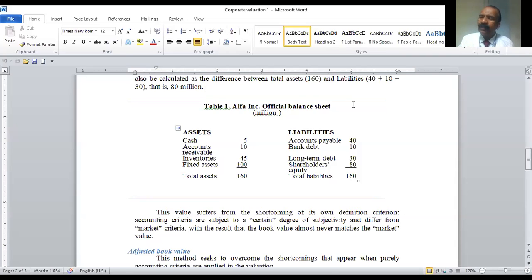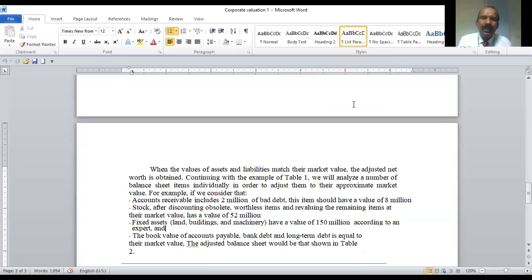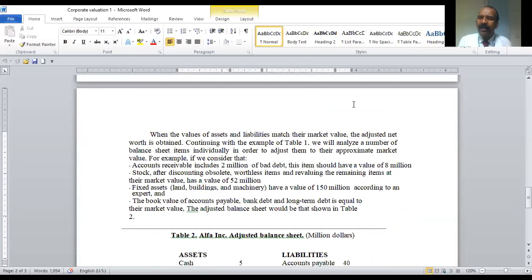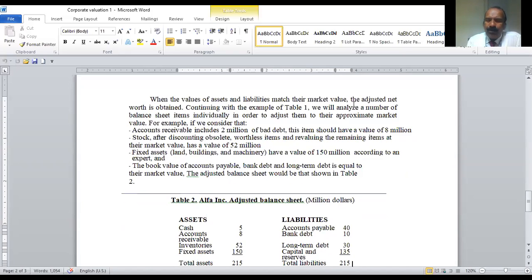So this balance sheet needs to be readjusted. We call that the adjusted book value method. Adjusted book value method means that all the assets are recorded as per their market value. For example, if we consider that accounts receivable include 2 million of bad debt, this means it should have a value of 8 million. And the market value of stock is, say, 52 million. The fixed assets have a value of 150 million according to an expert. So in that case, these values are adjusted.